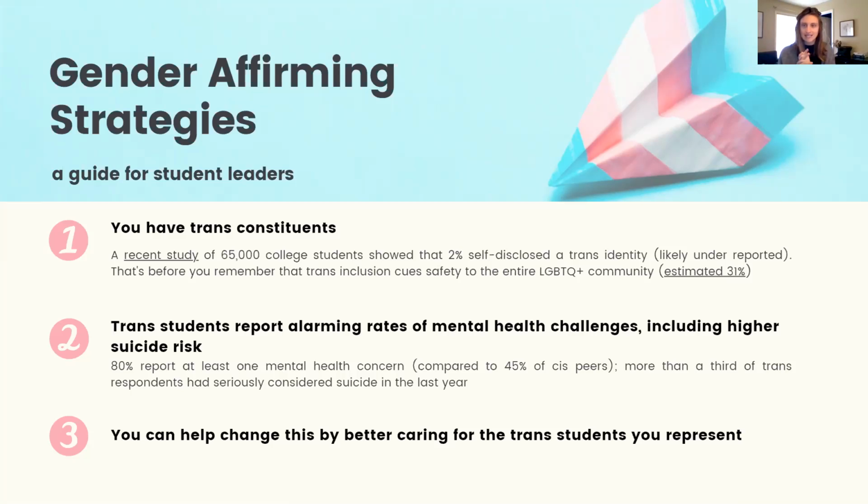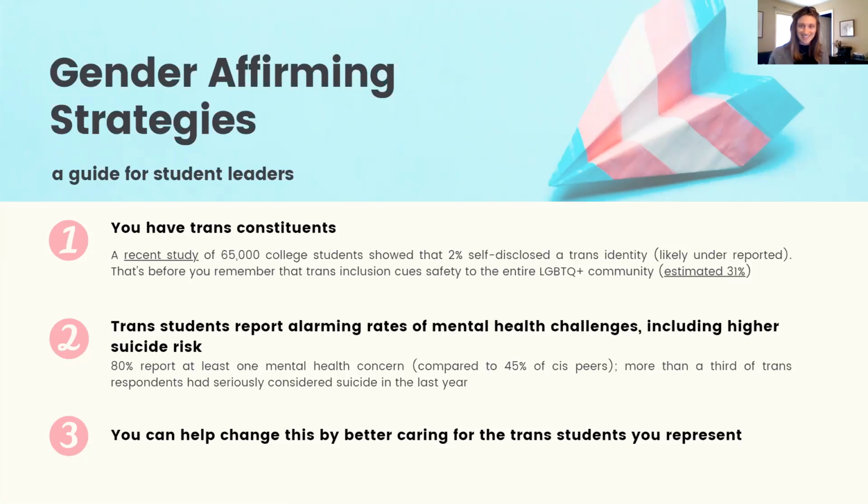Number 2, trans students, and there's a content warning here, including conversations of suicide ideation and risk. So if you need to turn off your camera, do what you need to take care of yourself. But trans students report really alarming rates of mental health challenges, including higher suicide risk. A recent report, from the Healthy Minds study done in 2015, showed that 80% of trans responders on this survey had at least one mental health concern. That's compared to 45% of the cis population. And more than a third of trans students had seriously considered suicide in the past year.